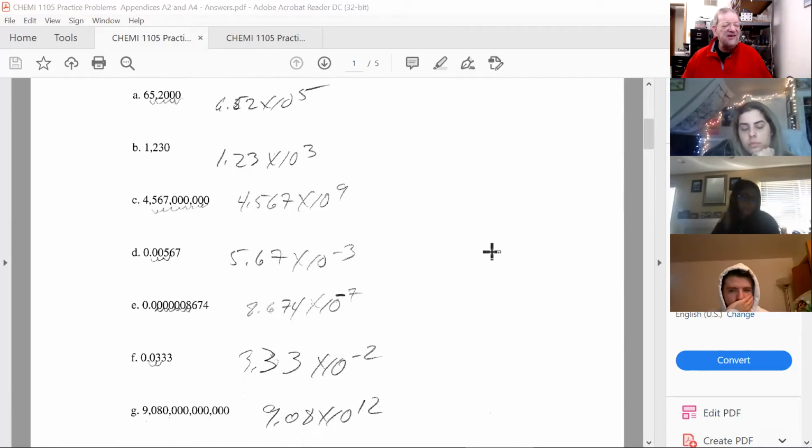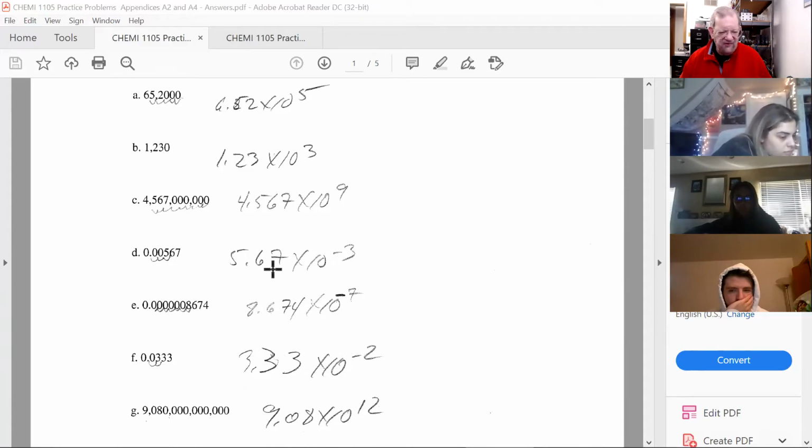Now, when the number is less than 1, you still move the decimal to the right of the first non-zero number. All lead zeros are dropped. And n is a minus number. So we move this to the right of 5, 5.67. And then how many times do we move it? 1, 2, 3. But since this number is less than 1, that's 10 to the minus 3.